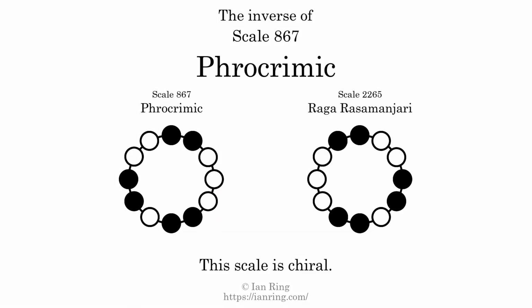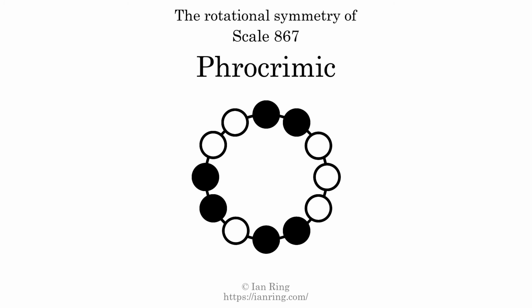The inverse of a scale is a mirror image. It is what you get when the sequence of intervals is reversed. The inverse of this scale is scale 2265, also known as Raga Rasamanjari. This scale is chiral. It cannot transform into its inverse by rotational transformation. This scale has no rotational symmetry.